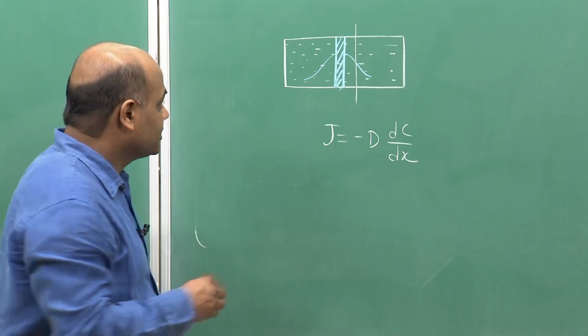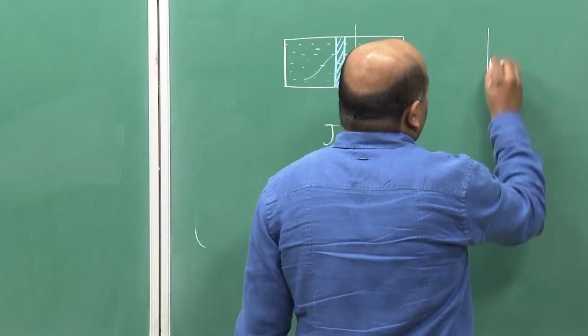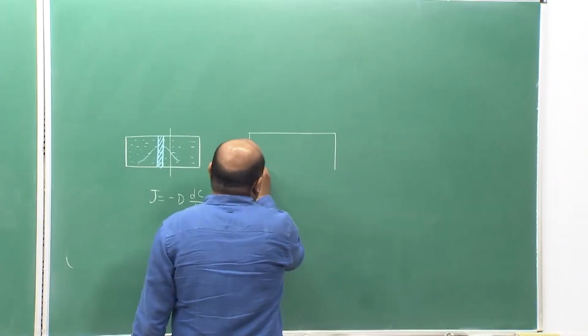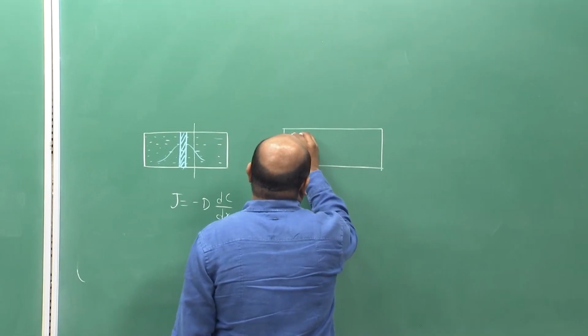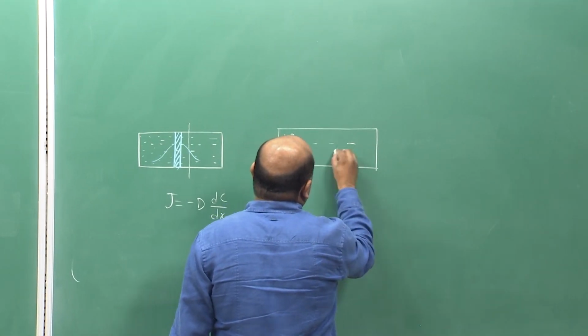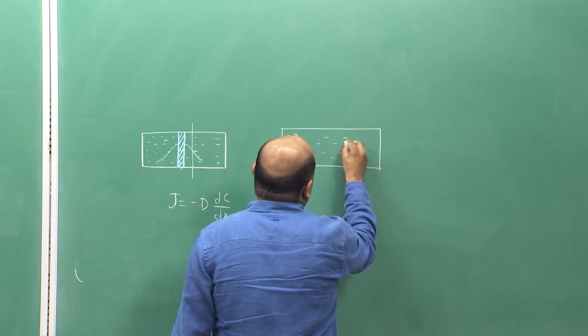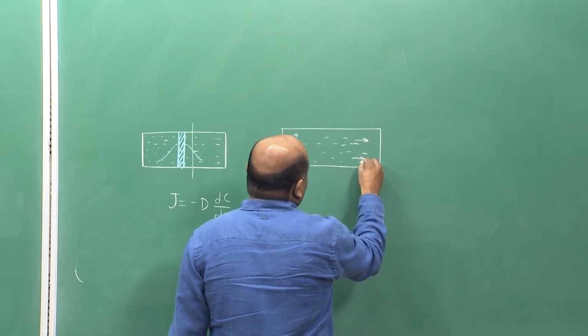Now, suppose instead of having a steady water, suppose the water was flowing with some velocity v.